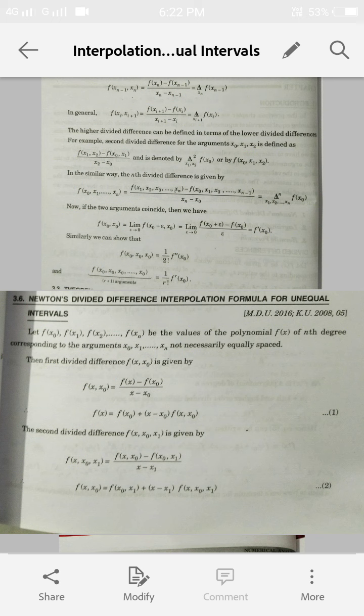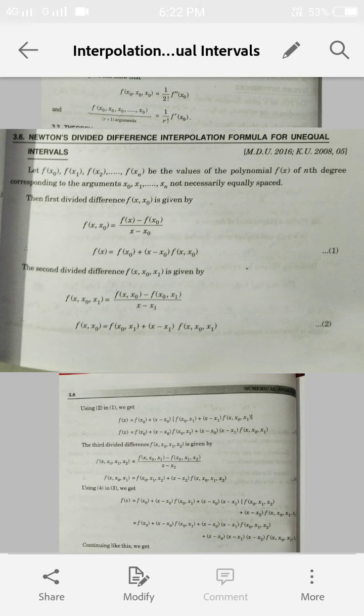Now this is the concept of divided difference, that how can we calculate divided differences so that we can deal with the problems of interpolation with unequal intervals. Now we move on to the first formula, and what was it? Newton's divided difference interpolation formula for unequal intervals. First we will derive its expression, then we will solve the problems related to it.